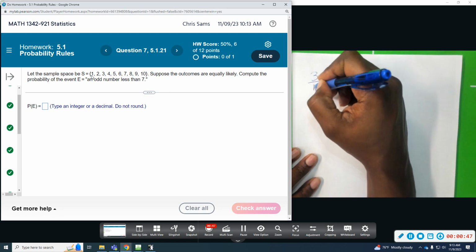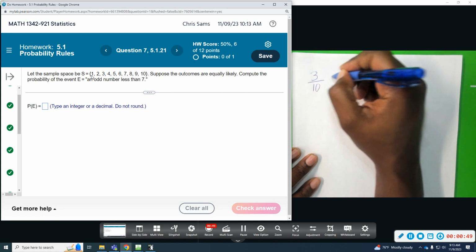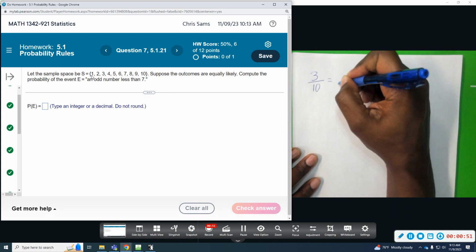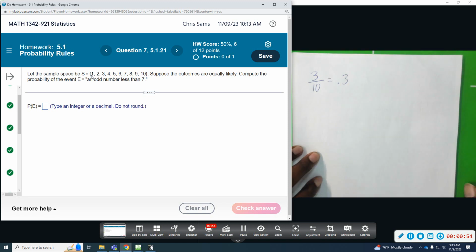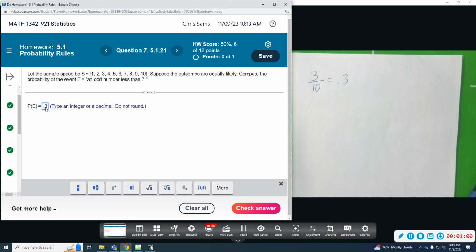If you leave it as a fraction, just 3 over 10, or you can convert that to a decimal, that would be 0.3, 30%. So it says type an integer or decimal, do not round. So we're looking at 0.3 because there's 3 numbers that are odd and less than 7. So an odd number less than 7, got to fit both of those.